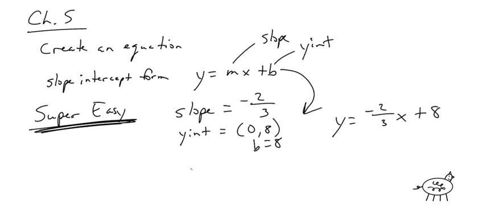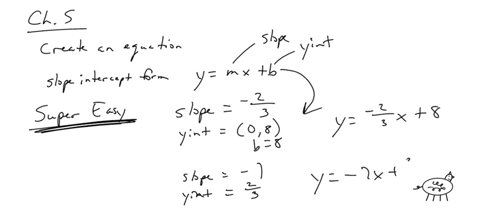And let's try another one here. How about slope of negative 7 and y-intercept of 2/3. Now this is a little tricky because a lot of times they think the slope is always the fraction. It doesn't have to be. So you're going to write it as y equals negative 7x plus 2/3 because b is equal to 2/3. Okay, that is super easy. That's going to be a question on your quiz. You're going to see that probably one of the first questions of the quiz. Better not get that wrong because it is so easy.